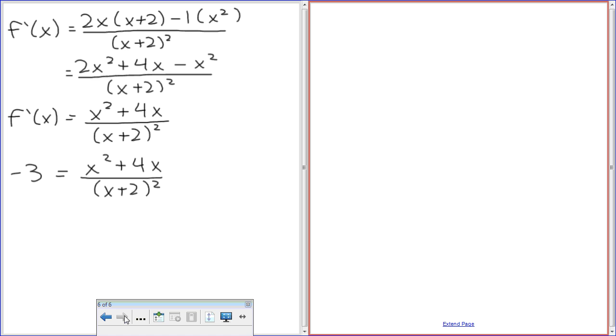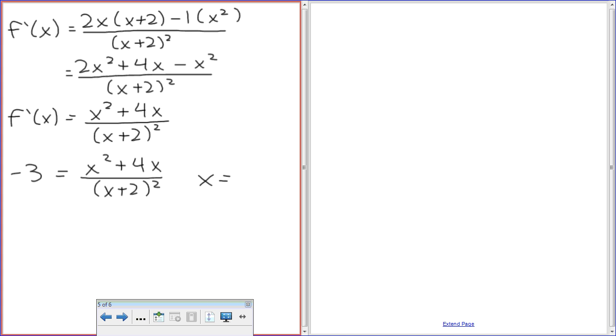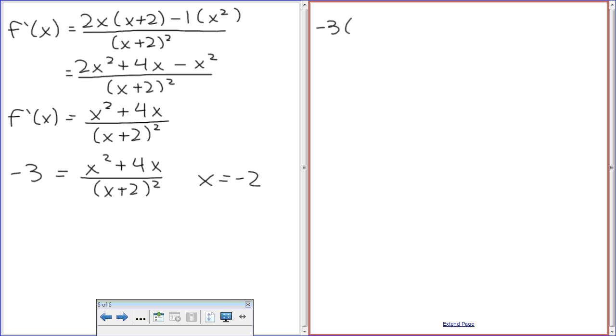Okay, so you guys did this. You guys all took grade 11 and advanced functions here. So how do we solve this one? What do we do? Rearrange and solve. First of all, I'm going to say x cannot equal -2. That's the first thing I'm going to do, and then I'm going to call it -3 times (x plus 2) squared.